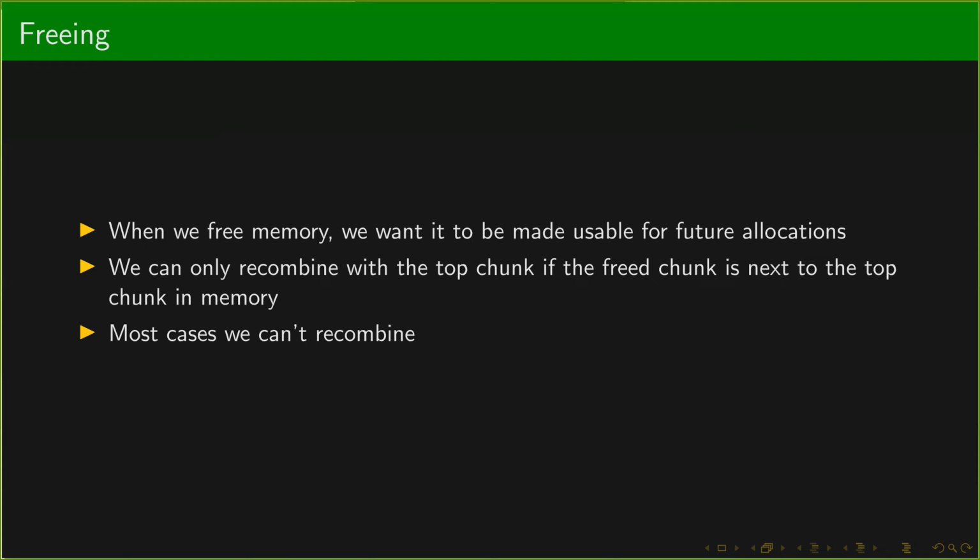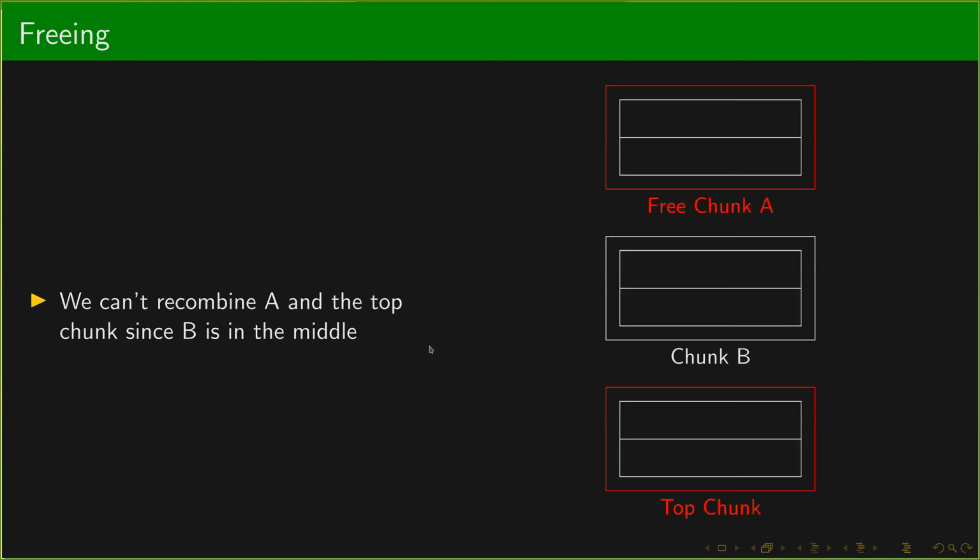We want to give it back to the heap so that the heap can reuse this memory. And this is where it gets kind of hard, right? Because what we really want to do is reattach the memory to the top chunk. But we can't do this in most cases unless the chunk that we're freeing is right next to the top chunk in memory. Like they're literally touching, and then we can just make them into one big chunk. If they're disjoint in memory, we can't recombine them, so we have to do something more interesting in order to put them together.